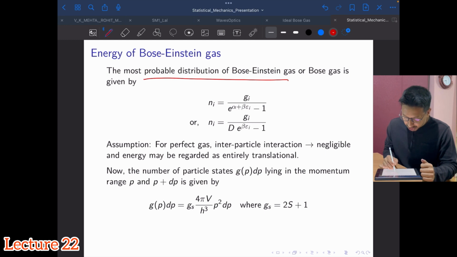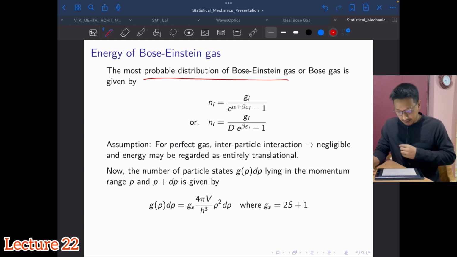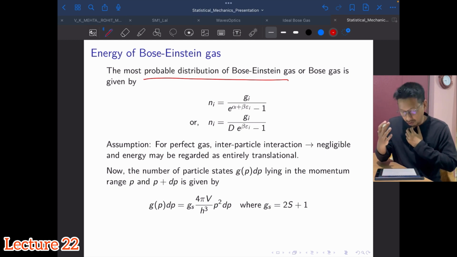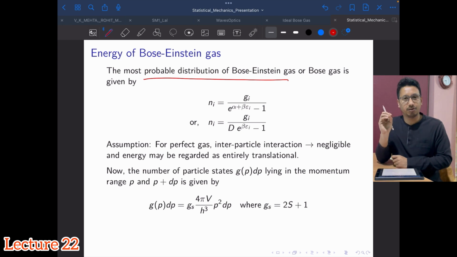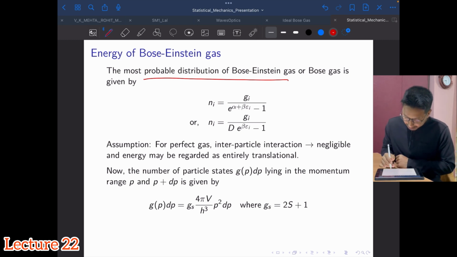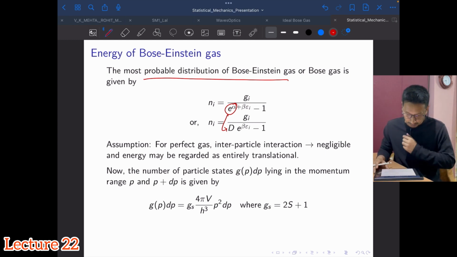So then Ni is given by Gi divided by e to the power alpha plus beta Ei, minus 1. Ei or epsilon Ei, I will use these two interchangeably, so please make a note of that. Beta, we all know, is 1 by kT, and this epsilon Ei is the energy of that ith energy level. So this we have seen. Thus we have substituted e to the power alpha as d, which we will refer to as the degeneracy parameter as we go along.